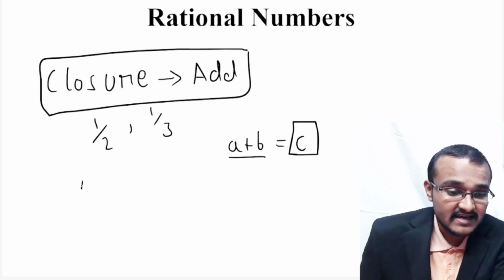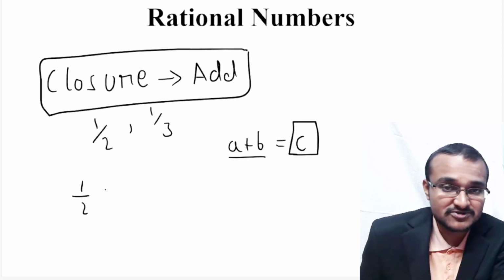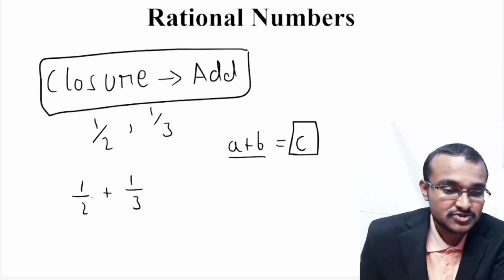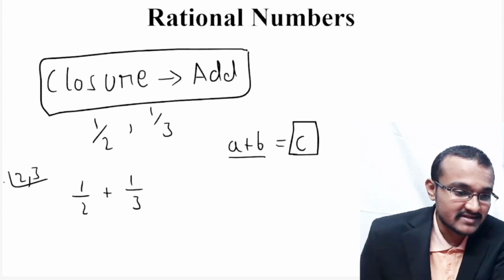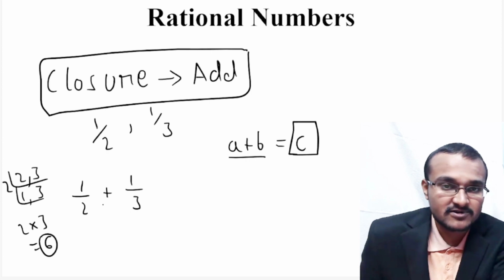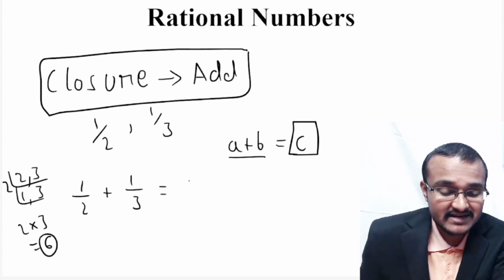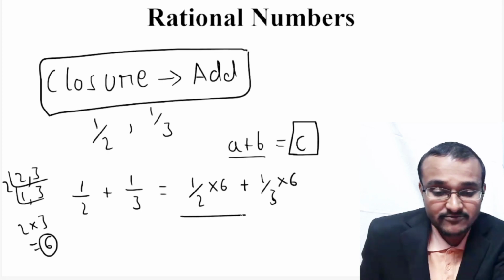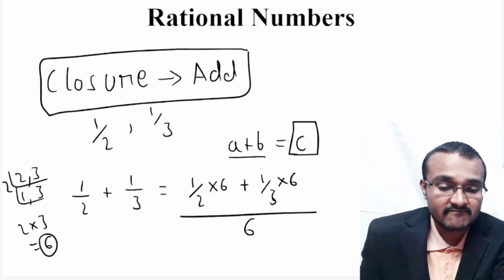So now in place of a, I'll substitute 1 by 2, because 1 by 2 is a rational number, and 1 by 3 is also a rational number; in the place of b, I am substituting 1 by 3. If you add these two, you can take the LCM of 2 and 3. The LCM of 2 and 3 will be 2 into 3, which is 6. While doing addition, you should multiply 1 by 2 with 6, and multiply 1 by 3 also with 6, and divide the whole thing by the LCM, that is 6.